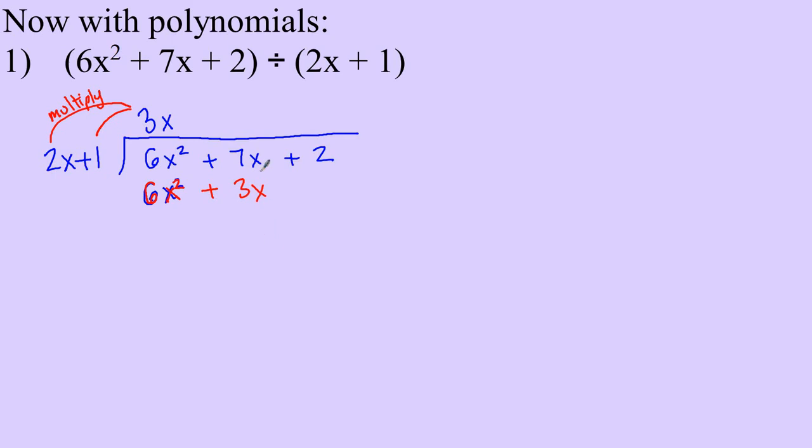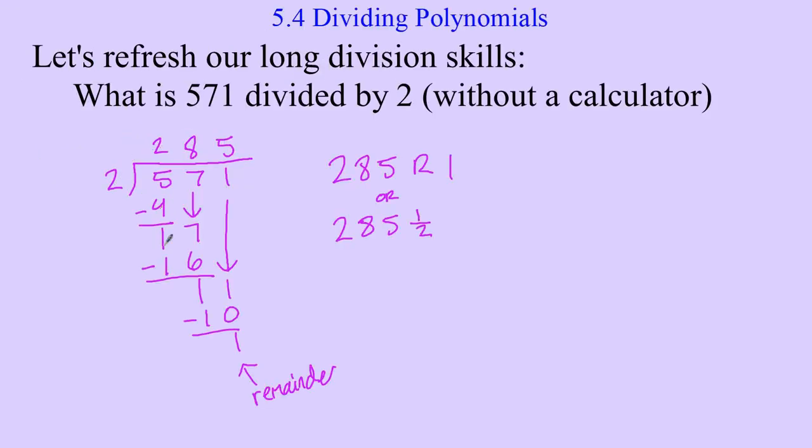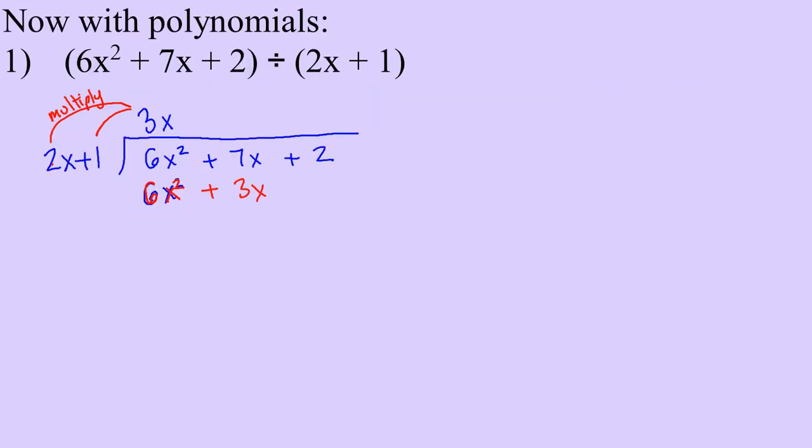I know, it seems really foreign. Just trust me. 2x times what gets me this term underneath? So 2x times 3x. Well, then I also have to multiply it by the 1, just like we did before. We did 2 times 2 and got 4. Then the next step was subtraction. So we change our signs. So this becomes a negative and this becomes a negative. We subtract. This should go away. We get 4x. And I'm going to just bring down my other term.